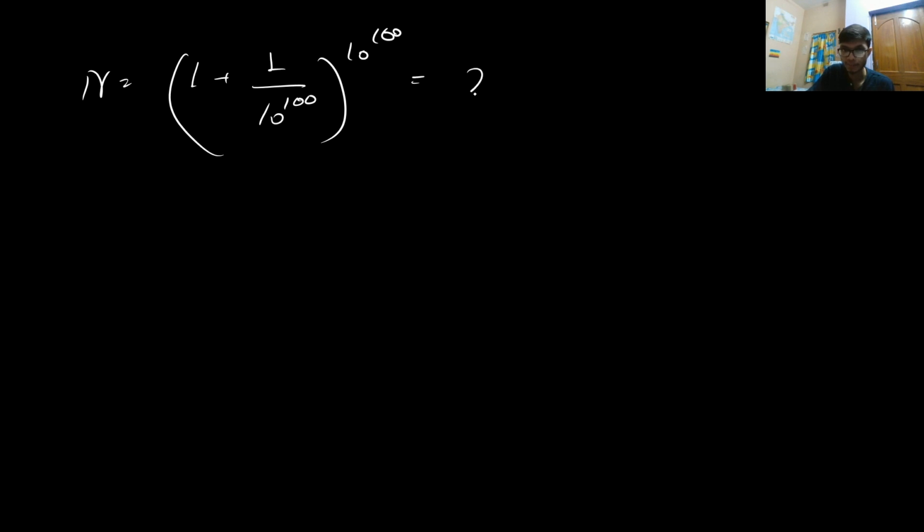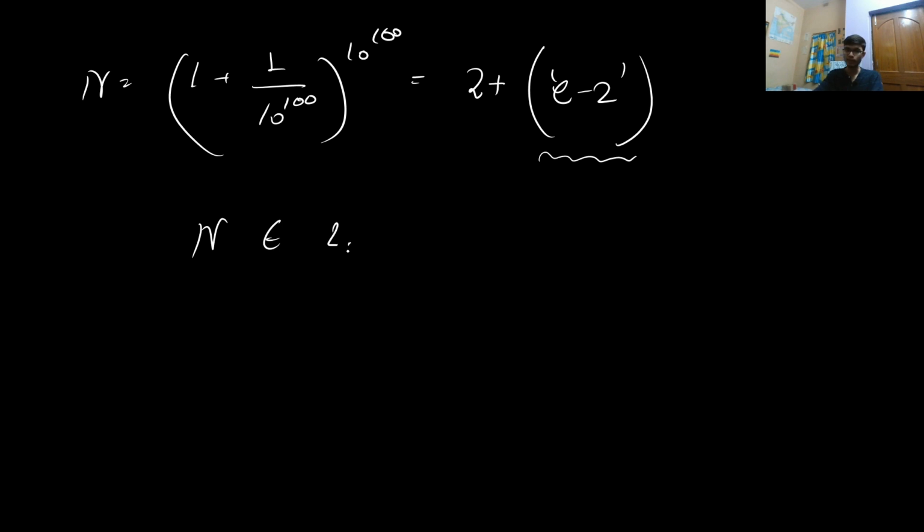So the number n is equal to 1 plus 1 by 10 raised to the power 100, whole raised to the power 10 to the power 100. This particular number is 2 plus some number which is e minus 2, and we know the value of e is like 2.71 something, so minus 2 there is 0.1 something. So that means the number n lies between 2 and 3.